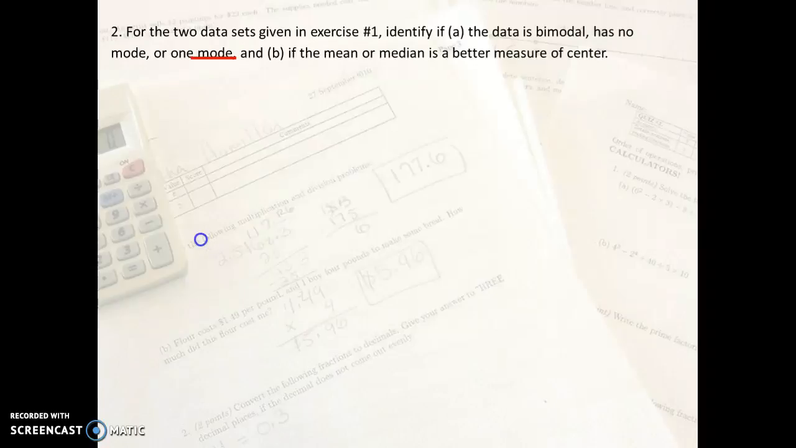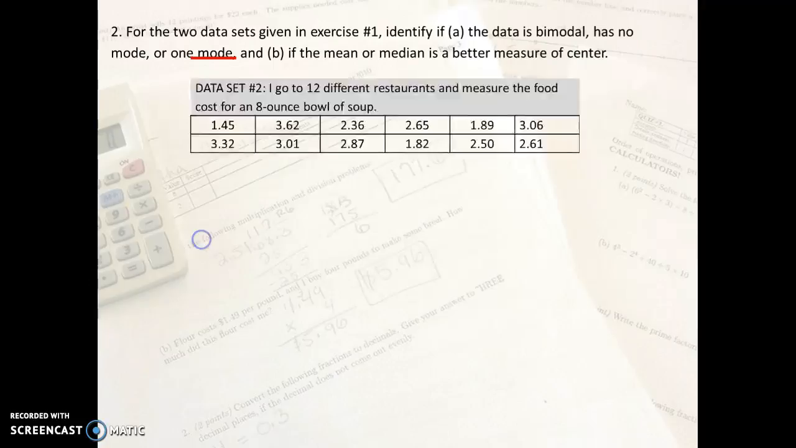The mode, another way to think of the mode is the most frequent number, the one that shows up the most. So if you look at the soup data set, the one that I just used for the median, if you look through there, nothing gets repeated. There's nothing that's most frequent. No numbers here that show up more than once. So in this case, this would be a data set that has no mode because nothing shows up.